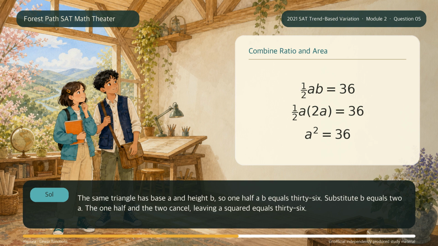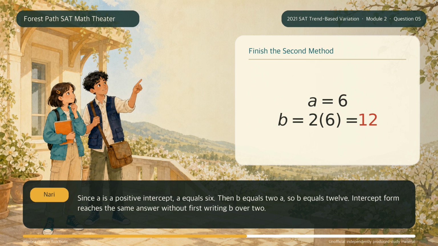The same triangle has base a and height b, so 1/2 of a times b equals 36. Substitute b equals 2a, the 1/2 and the 2 cancel, leaving a squared equals 36. Since a is a positive intercept, a equals 6, then b equals 2a, so b equals 12.